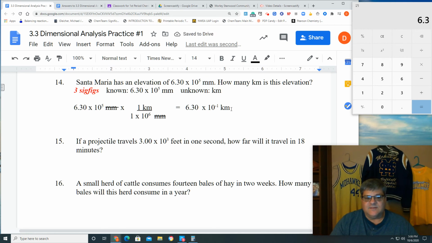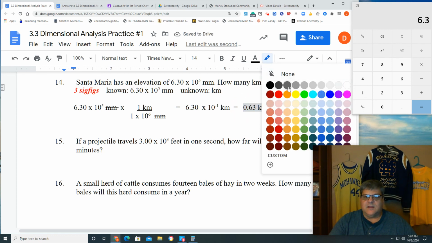Now, I like standard notation, so I'm going to take it out of scientific notation. If I'm going to make this number larger to make it 0, I've got to move this decimal over. So I make this one larger, this one smaller. So it is going to equal 0.63 kilometers. So the elevation is not quite a kilometer above sea level. Either one of those is acceptable. You could have a 0 there if you wanted to.